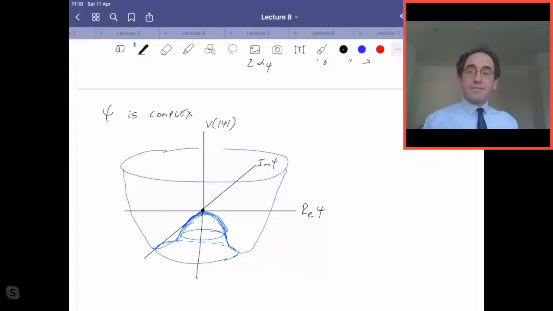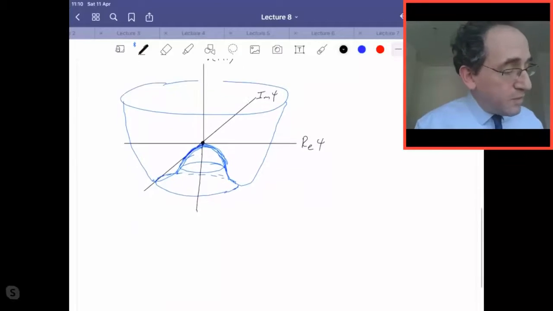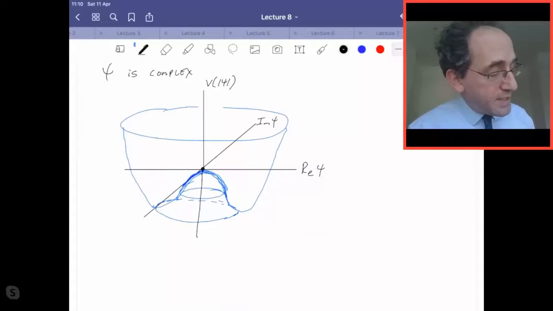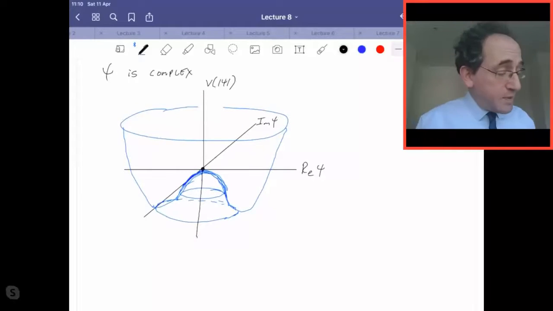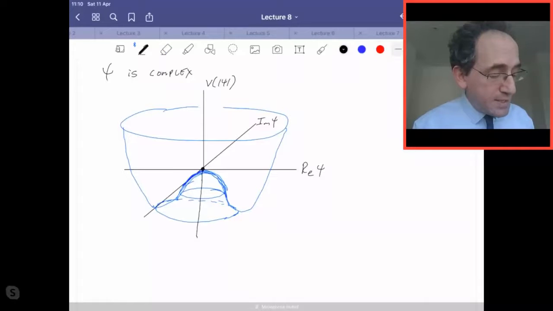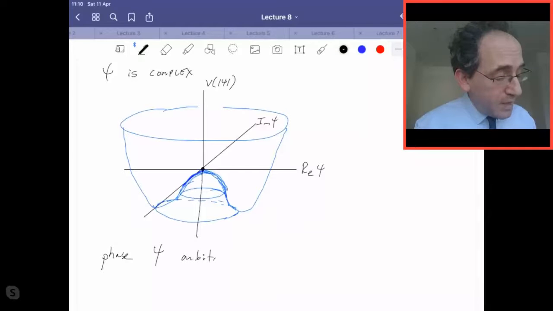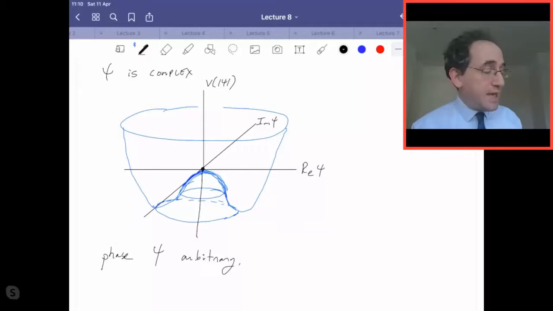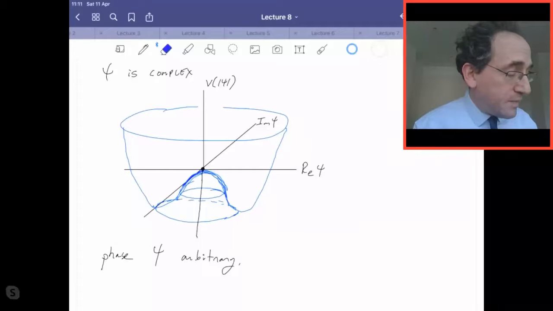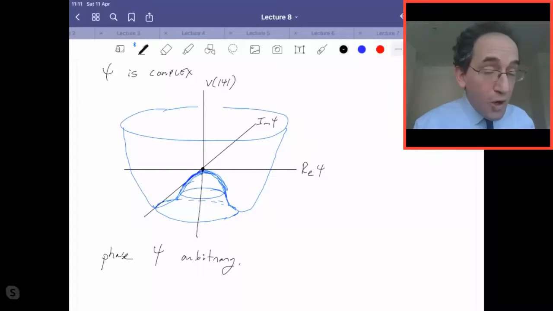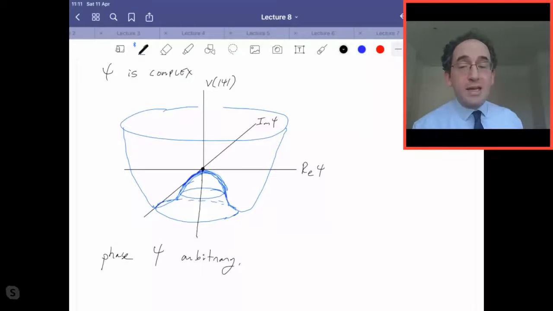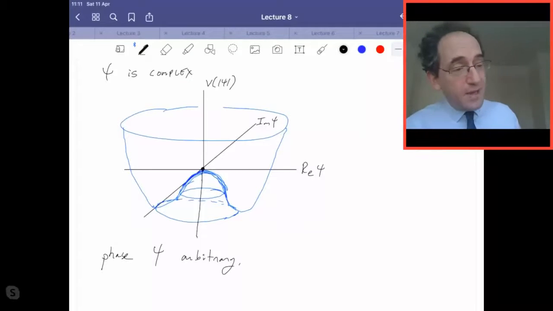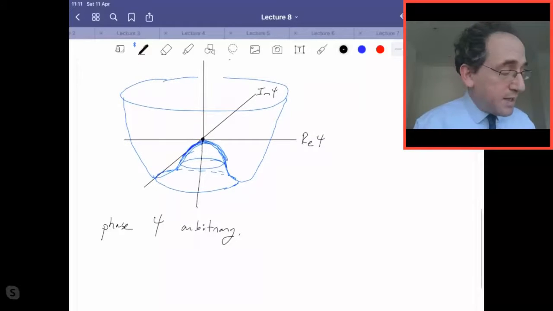Okay, so when we have a Mexican hat potential like this, we've broken a symmetry. We've chosen a particular direction for the phase of psi. So the phase of psi must be chosen in the symmetry broken phase. The phase of psi is arbitrary, but you have to choose some particular phase when you break the symmetry. When you go below Tc, psi takes some non-zero value, so you have to choose some phase, but it doesn't matter what phase you choose.